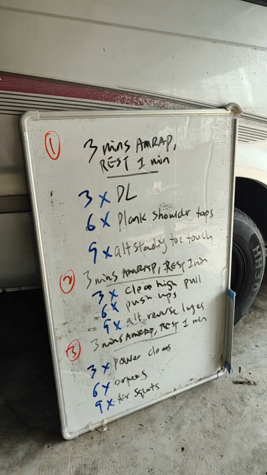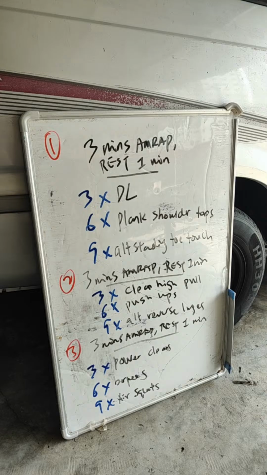Once more, before we get into the movement standards, the workout for part 1 is 3 minutes, as many rounds as possible, AMRAP, 3 deadlifts, 6 plank shoulder taps, and 9 standing alternating toe touches. Do as many as you can. Then once 3 minutes is up, you will have 1 minute to rest before we continue to the next set.